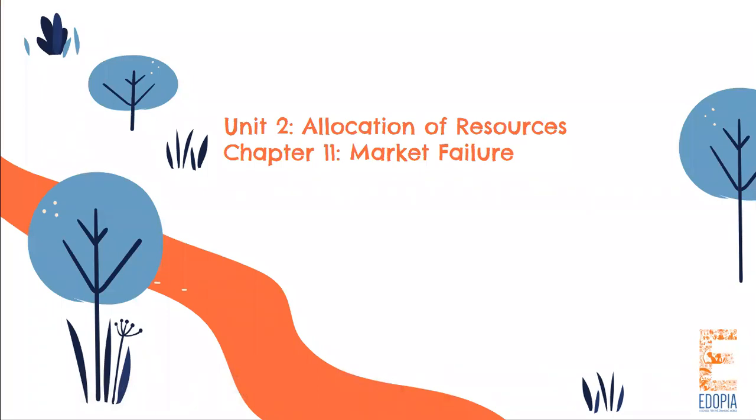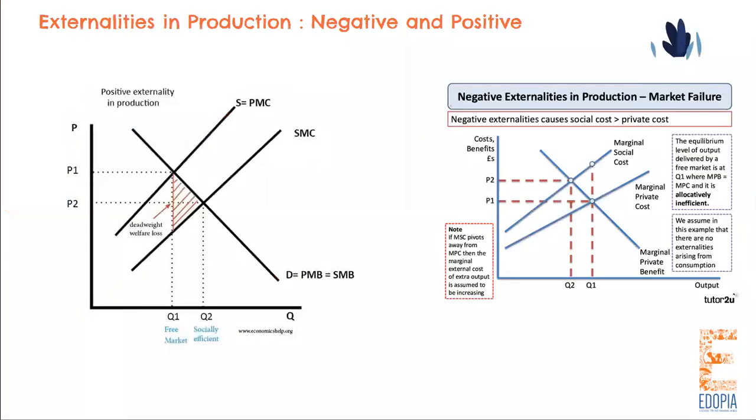We are doing chapter 11, market failure, and we have previously discussed all the causes of market failure, including externalities. Today we'll be discussing the graphical representation, and then we'll move towards the deadweight loss and its definition. And in the end, we'll be discussing the consequences of market failure.